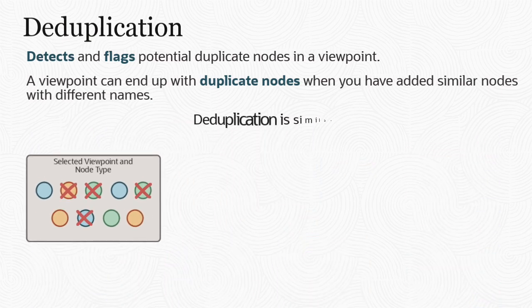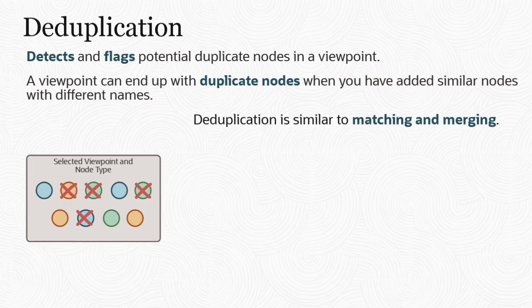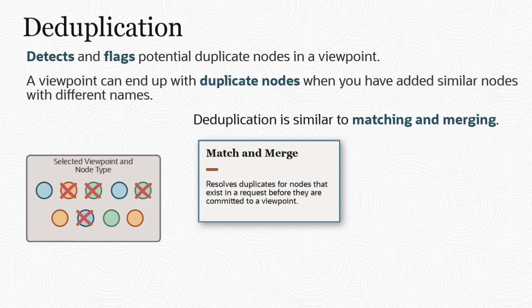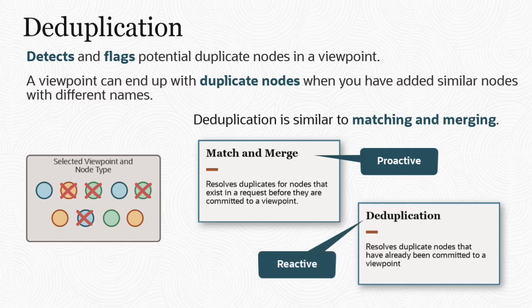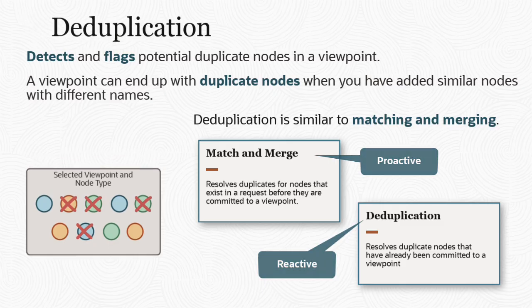Deduplication is similar to the process of matching and merging, where matching and merging is a proactive process that resolves duplicates for nodes that exist in a request before they are committed to a viewpoint. Deduplication is a reactive process that resolves duplicate nodes that have already been committed to a viewpoint.